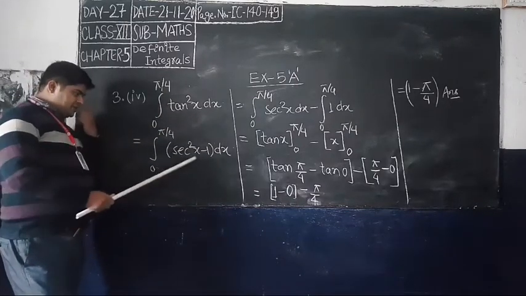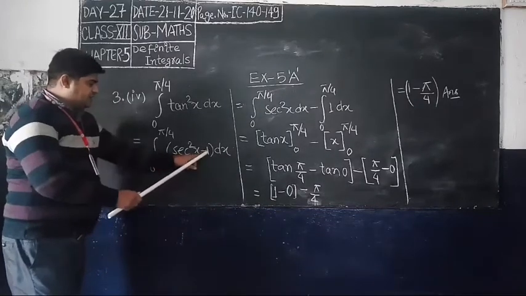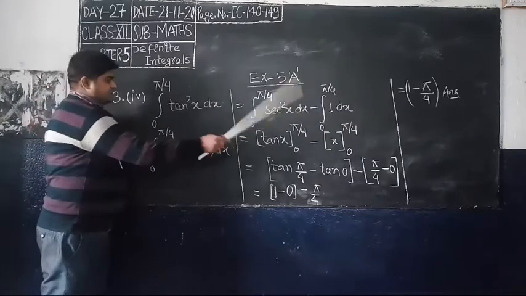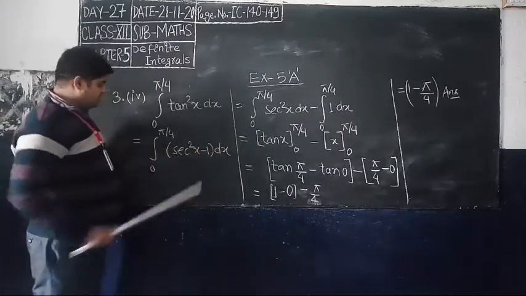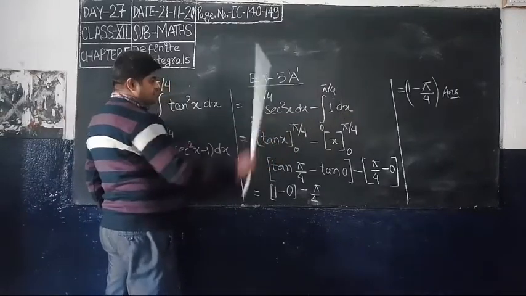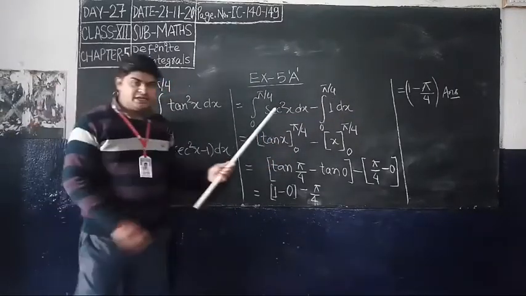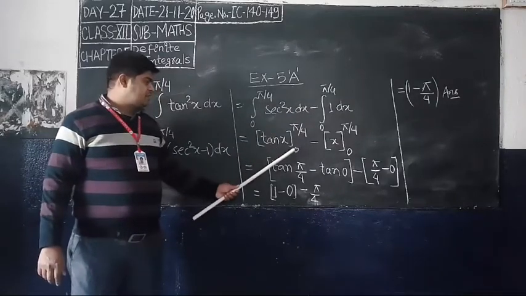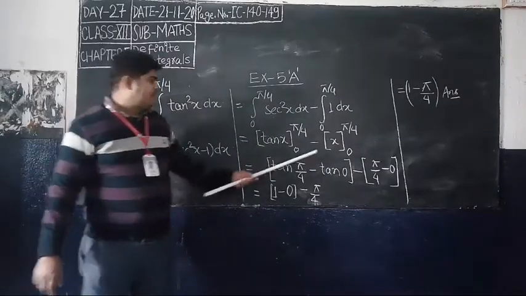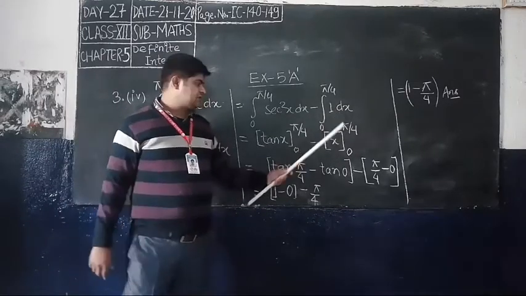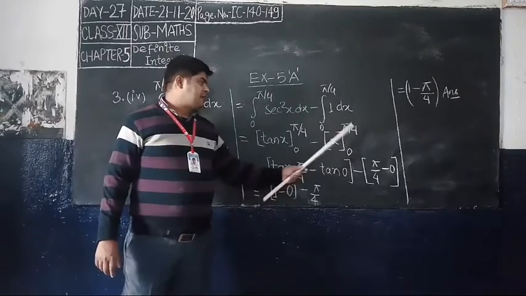Now you will separate the terms: sec square x dx and minus 1 dx. So you will put the integration of sec square x dx with limit 0 to pi by 4, minus the integration of 1 dx, and the limit is 0 to pi by 4. And you know the integration of sec square x dx is equal to tan x. You will put the limit 0 to pi by 4, minus the integration of 1 dx, that means only dx, is equal to x, 0 to pi by 4.